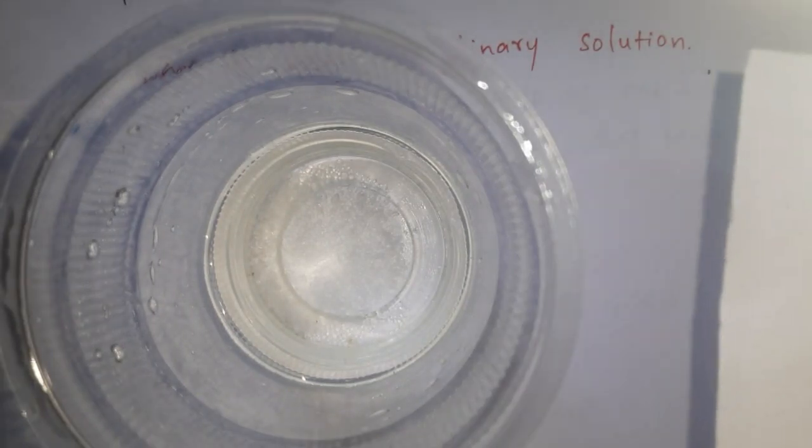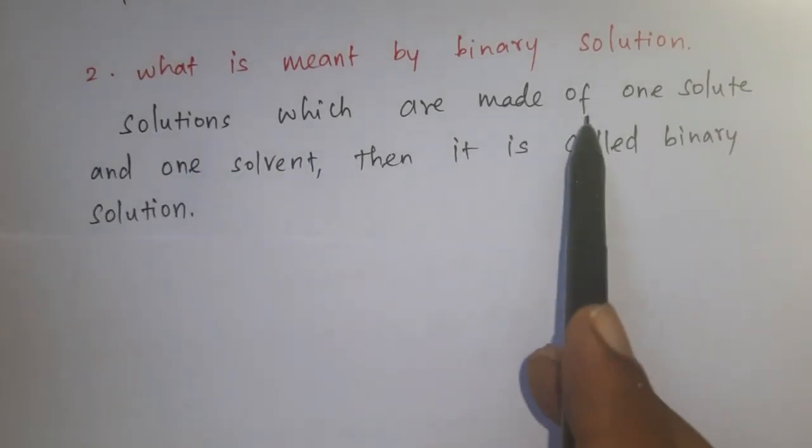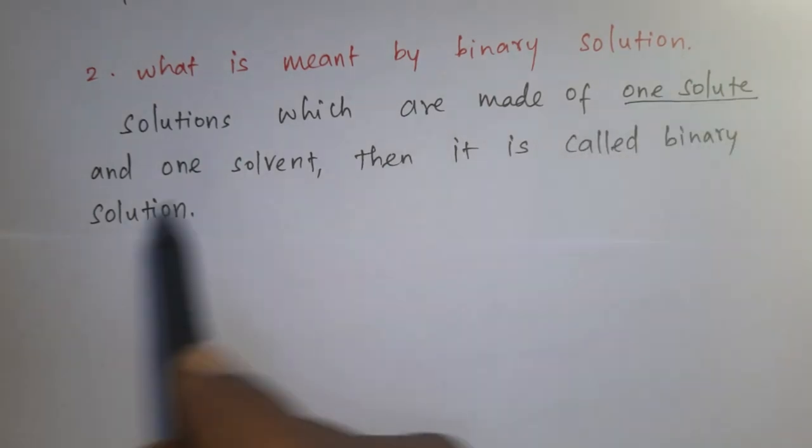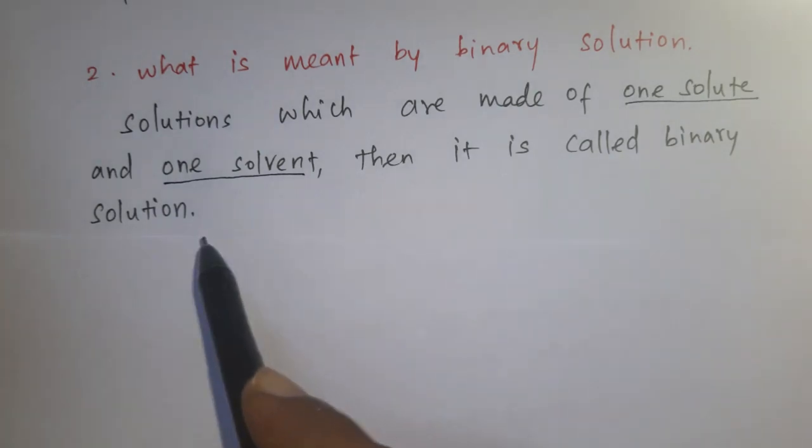So binary solution means two components should be there in the solution. The water acts as a solvent and this sugar acts as a solute. Hence there are two substances in the solution, hence it is a binary solution. Solutions which are made of one solute and one solvent are called binary solutions.